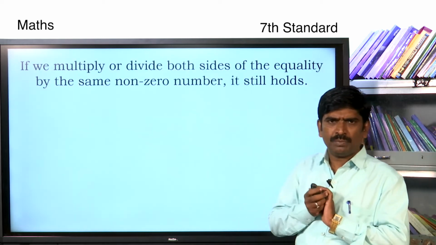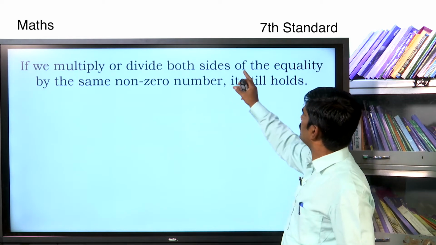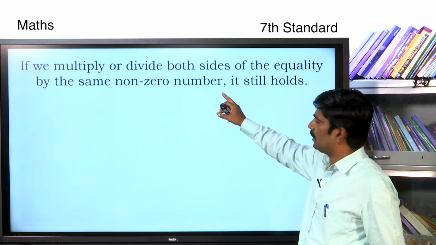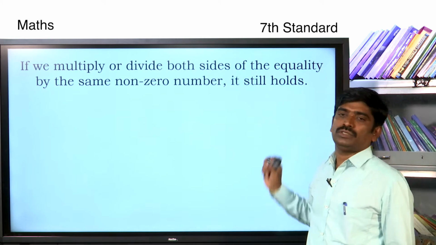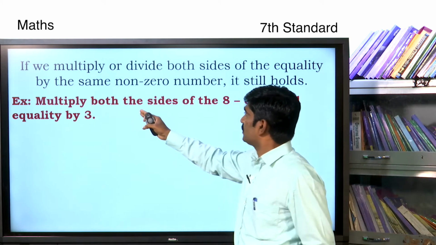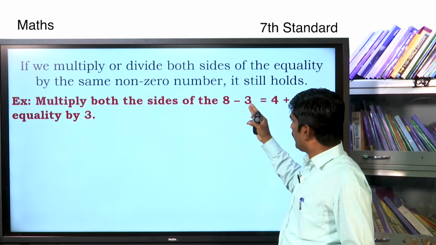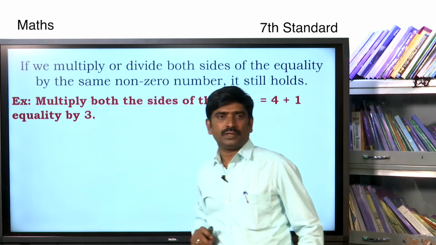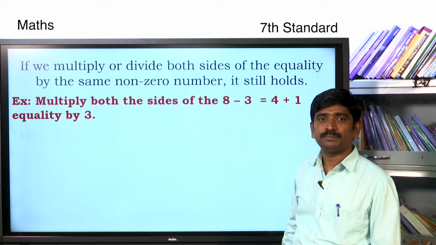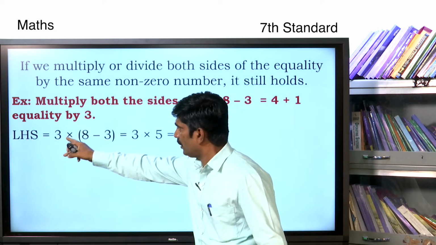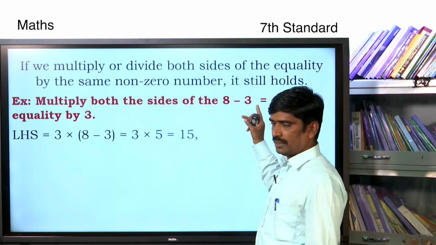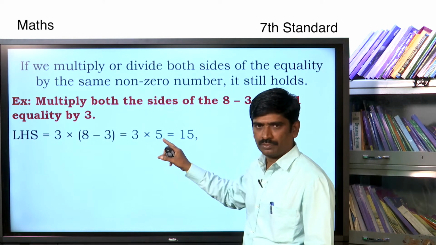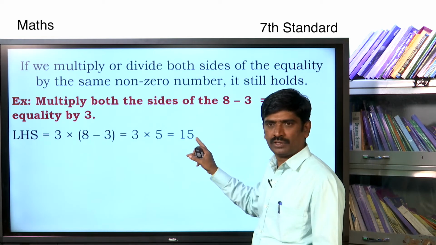Third one, if we multiply or divide both sides of the equality by the same non-zero number, it still holds. Multiply both sides of 8 minus 3 is equal to 4 plus 1 by 3. Then LHS: 3 into 8 minus 3. 8 minus 3 means 5. 3 fives are 15.